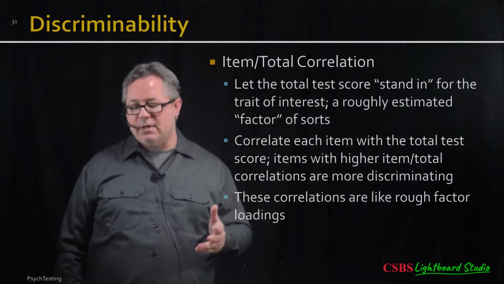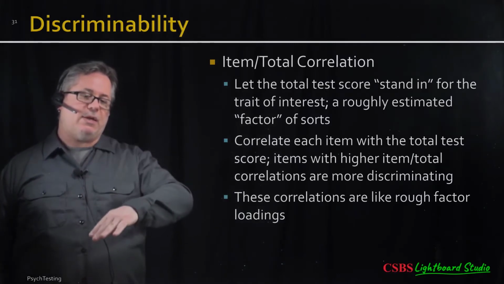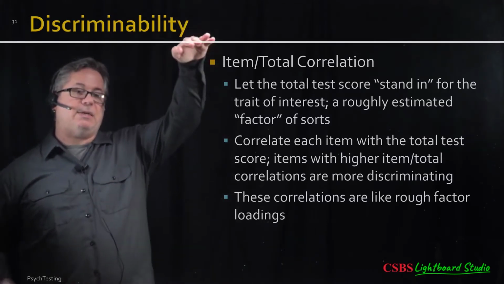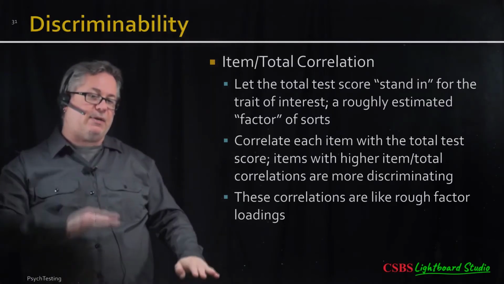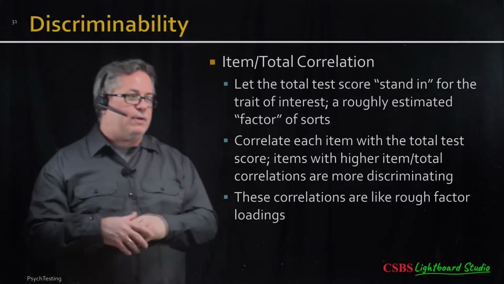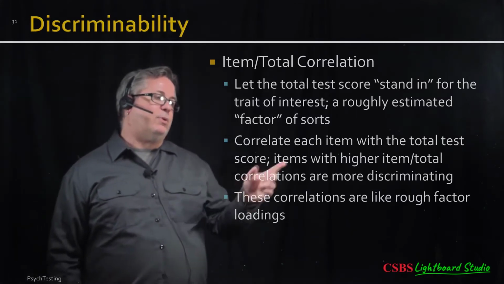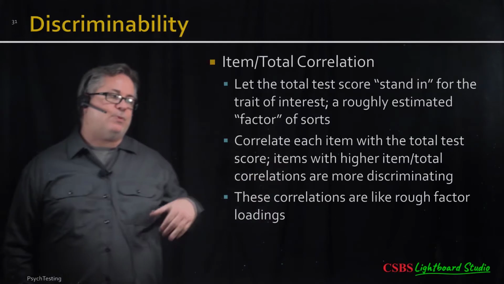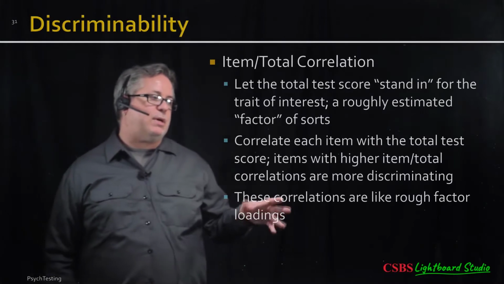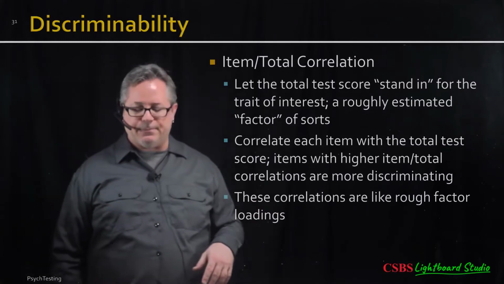Another way of saying that is, if people vary on the item, right? You've got people who endorse it versus don't endorse it. If that variability corresponds with the variability in the total, so people that are higher tend to say yes, people that are lower tend to say no, it's going to have a high correlation between the item and the total, giving us a fairly good indication of how discriminating that item is. So we're going to correlate each item with a total test score. Items with higher item total correlations are more discriminating. And these correlations will act like a rough estimate, a proxy for factor loadings that we'll talk about next.